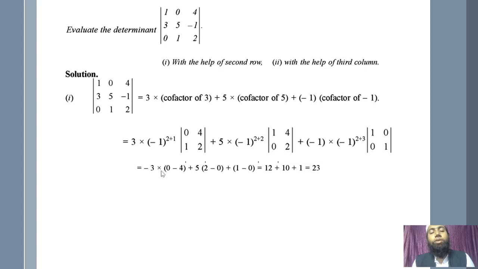So we have adjusted the sign everywhere. So this is the value of the determinant with the help of cofactors. Now we have to calculate with the help of the third column. So this is the value we got with the help of the second row. In the same way, with the help of the third column we have to calculate.